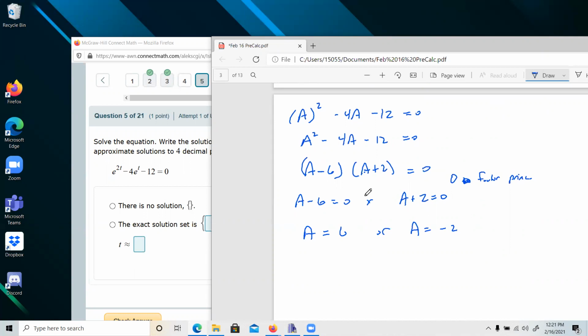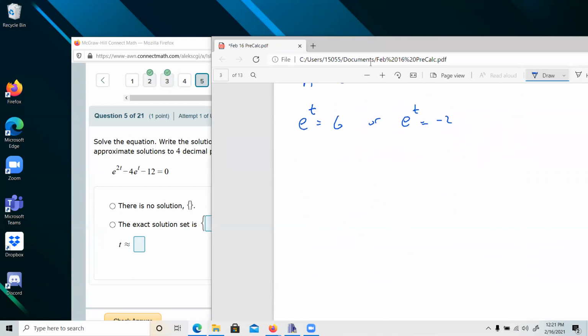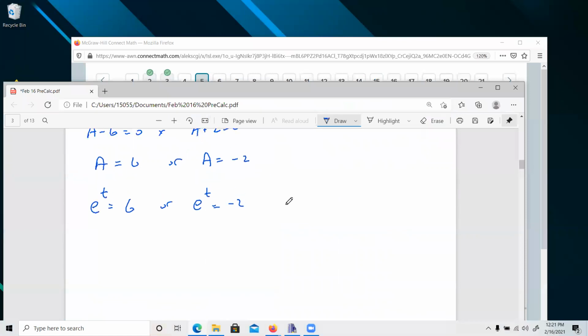Now it's time to say, well, what the heck was a? A was e to the t. So we have e to the t is equal to 6, or e to the t is equal to -2. What's the graph of e to the t look like? Humor me on this one.